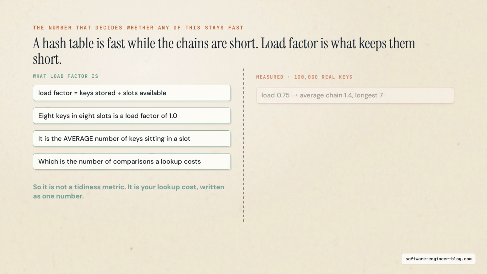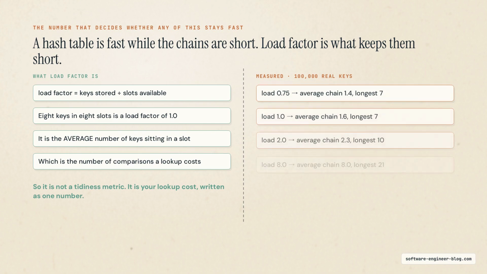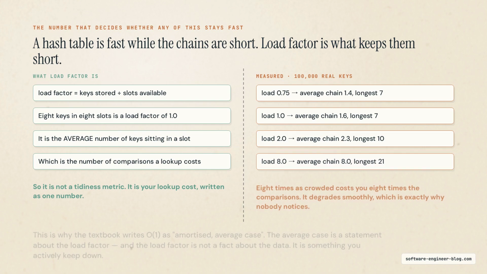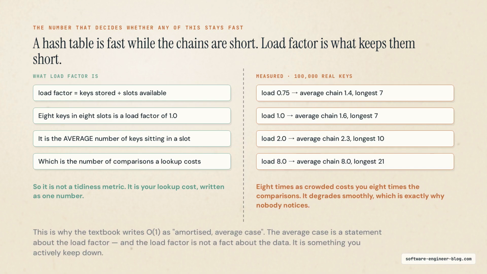I measured it with 100,000 real keys. At 0.75, the average chain is 1.4. At 2, it is 2.3. At 8, the average chain is 8, and the longest is 21. It gets slower smoothly, which is exactly why nobody notices in time. This is why the textbook writes big O of 1 as amortised, average case. The load factor is not a fact about your data. It is something you keep down deliberately.